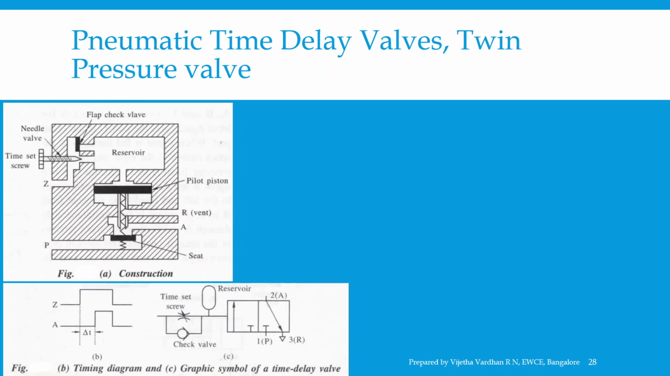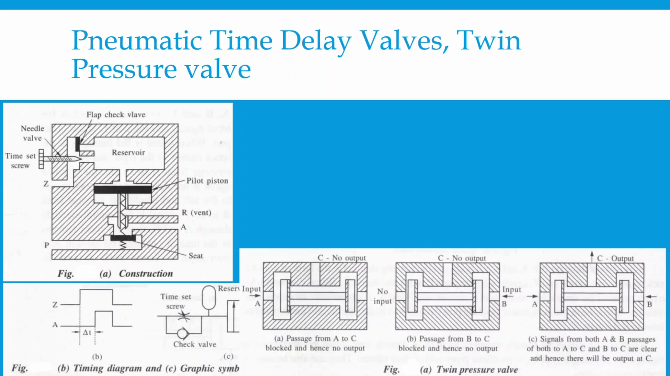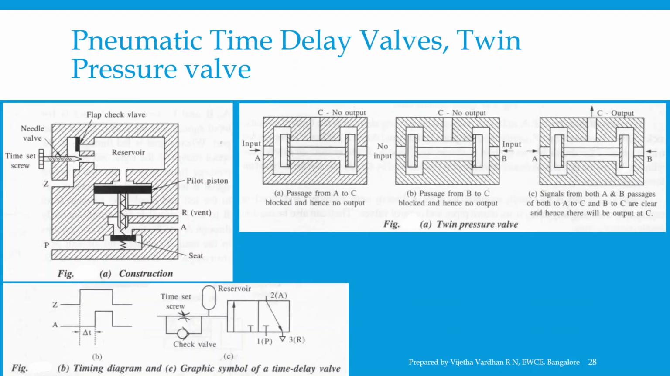Now let us understand more clearly about the twin pressure valve also. The twin pressure valve is also called the pneumatic AND gate. Here, an output is produced if both input signals are fed. This valve has three ports A, B, and C. Two ports A and B are for input signals, and the port C is the output port.